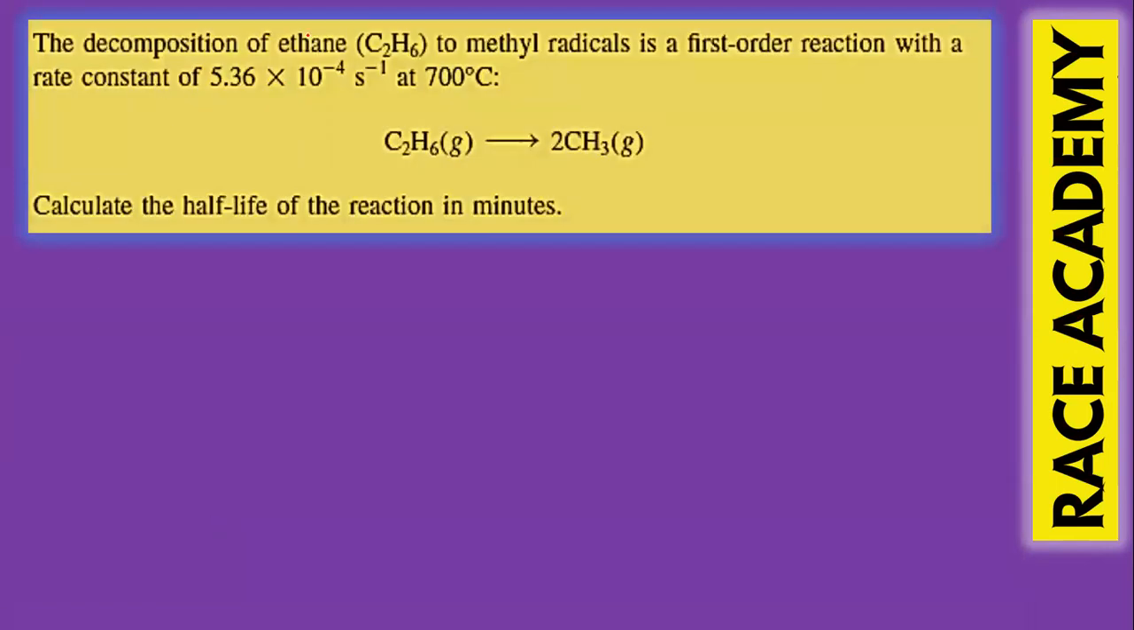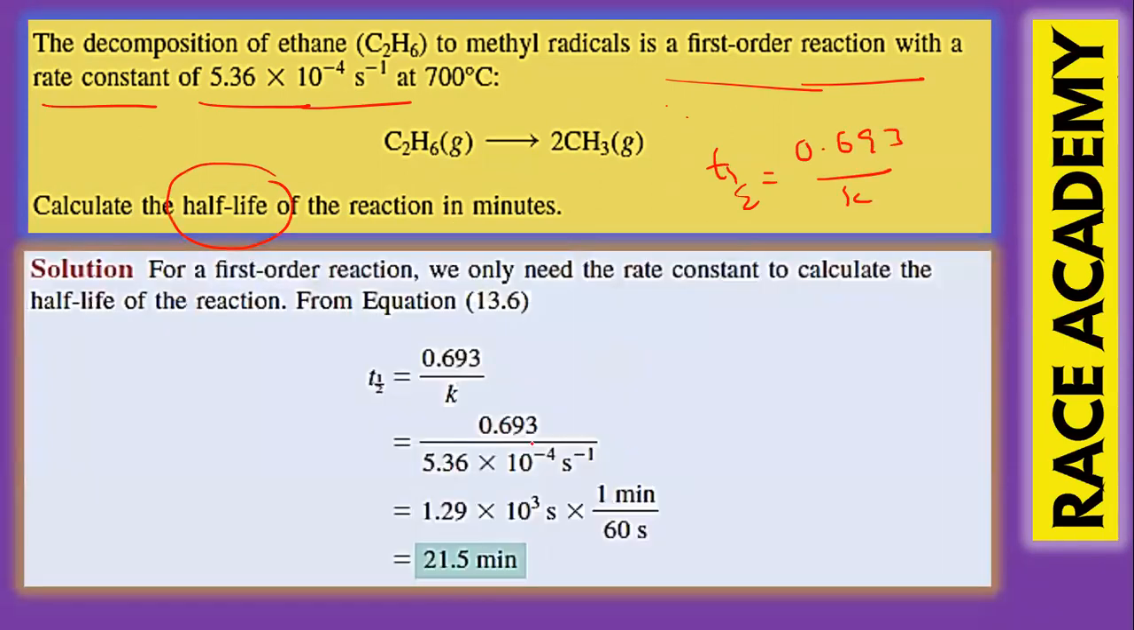Next question. The decomposition of ethane to methyl radicals is a first order reaction with the rate constant 5.36 times 10 to the power of minus 4 per second, and they are asking us to find the half-life of the reaction. You know the half-life formula: t half is equal to 0.693 by K. If you substitute, you will get the answer in seconds. The seconds will be converted into minutes by multiplying with 1 by 60. Then you will get 21.5 for this problem.